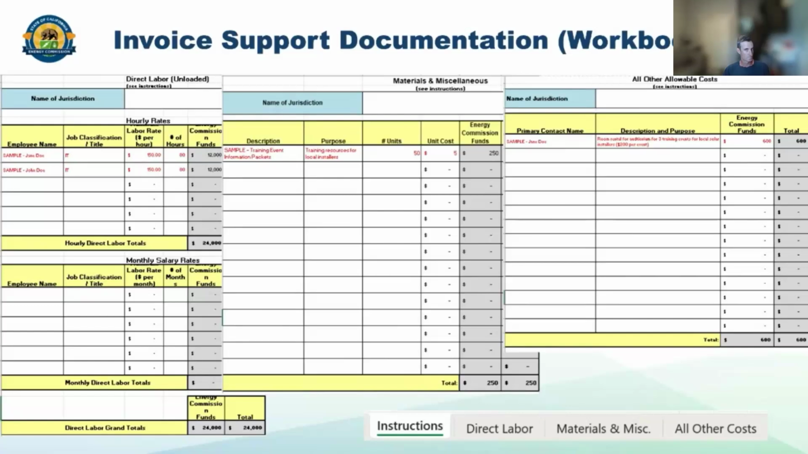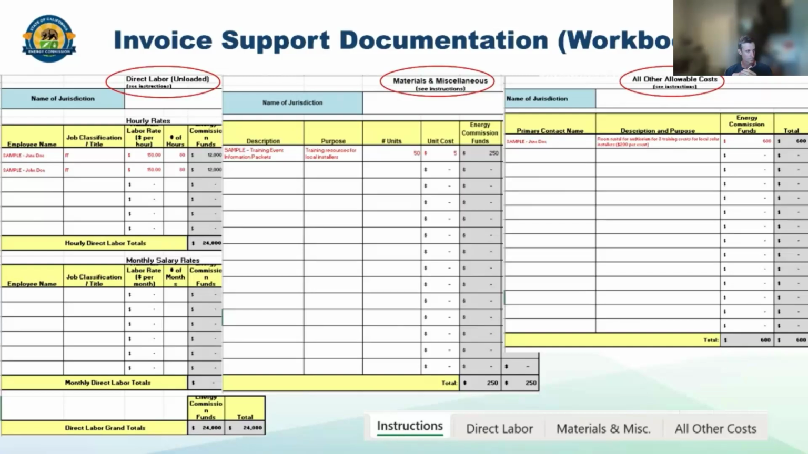The next form to complete is the invoice supporting documentation form. Please review the instructions tab for key points. There are 3 tabs for cost inputs corresponding to the 3 categories on the first form: direct labor, materials and misc, and all other costs. Some allowable costs are ongoing staff labor associated directly with the adoption and/or maintenance of a platform, third-party consulting costs, essential hardware costs, and up to 3 years of paid subscription fees. The categories and amounts must match the invoice template form.